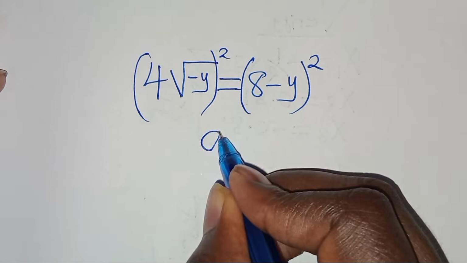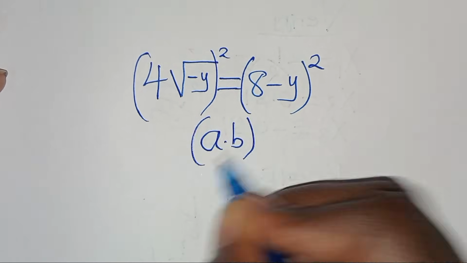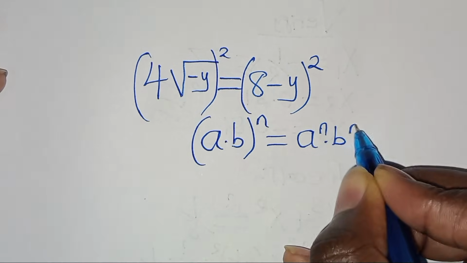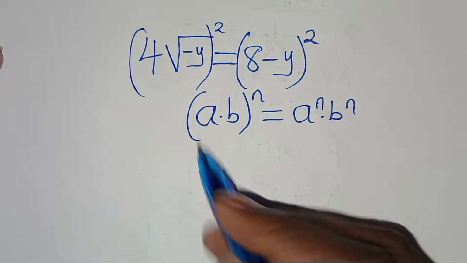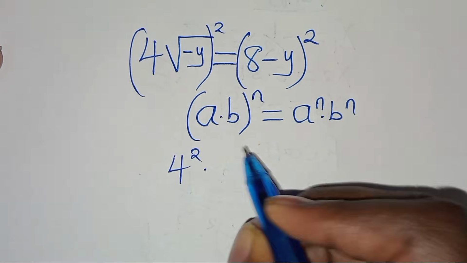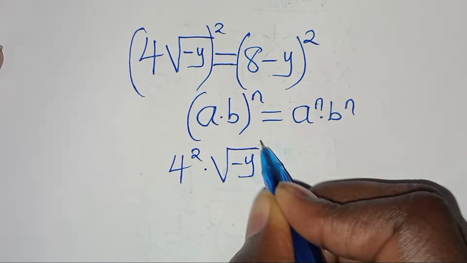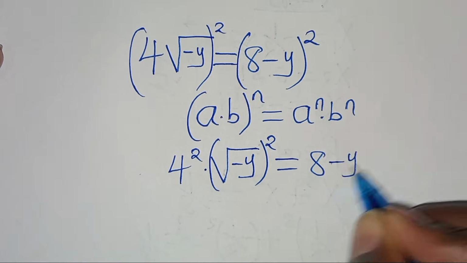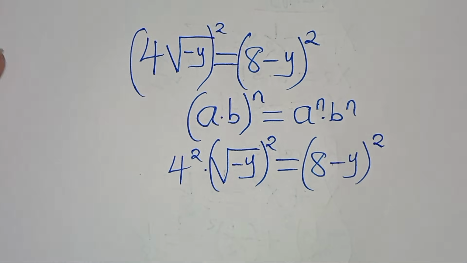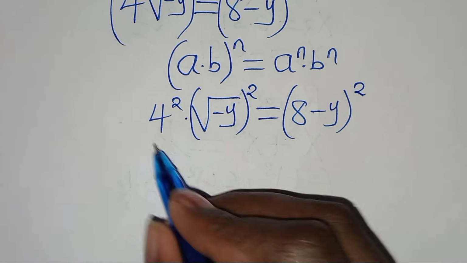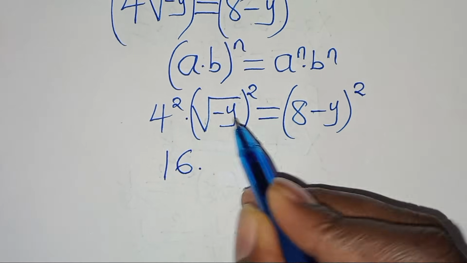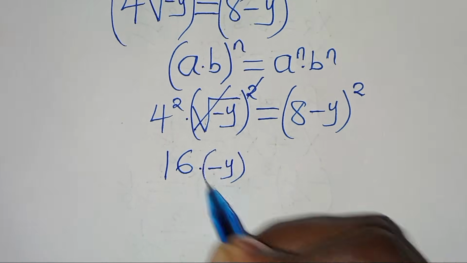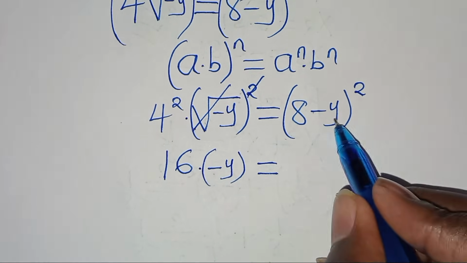This is in the form of a times b raised to the power of n, which we can express as a to the power of n times b to the power of n. So here we have 4 squared times the square root of minus y raised to the power of 2, equal to 8 minus y raised to the power of 2. So here we have 4 squared, which is 16, multiplying by, let's eliminate the square root sign here, minus y. So 16 times minus y is equal to 8 minus y to the power of 2.